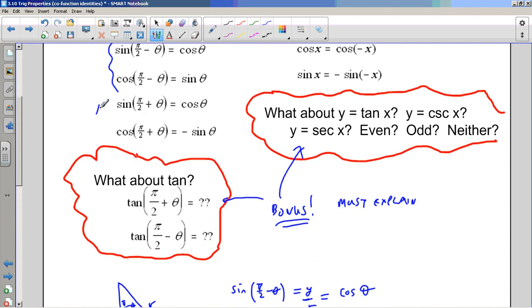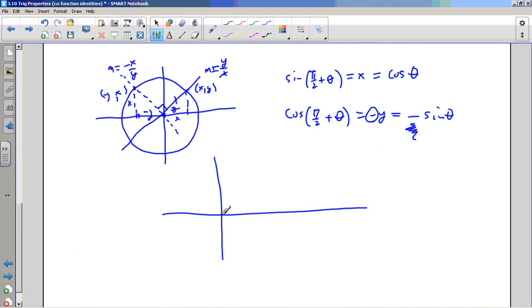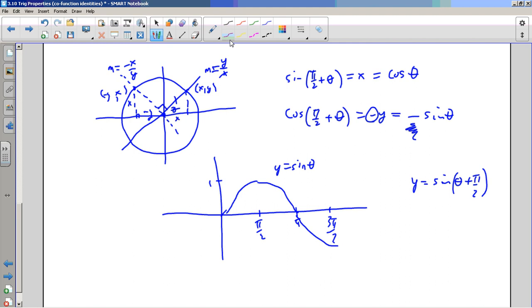So for instance, this one here, sine, with pi over 2, pi, 3 pi over 2, and I won't draw this all, but there's sine theta. But if I wanted to think of y equals sine of theta plus pi over 2, what do I have to do? I have to move this one left pi over 2, right? So where it starts here, I go left pi over 2, left pi over 2, left pi over 2, left pi over 2.